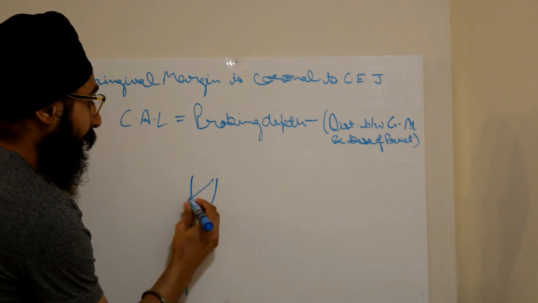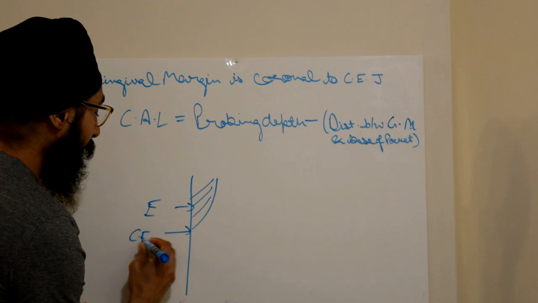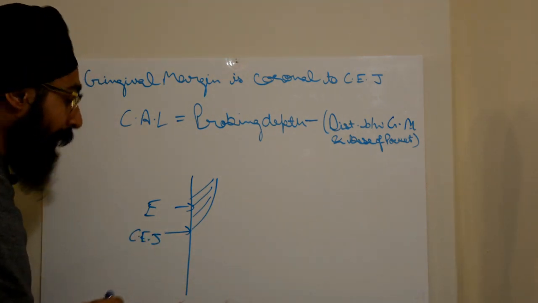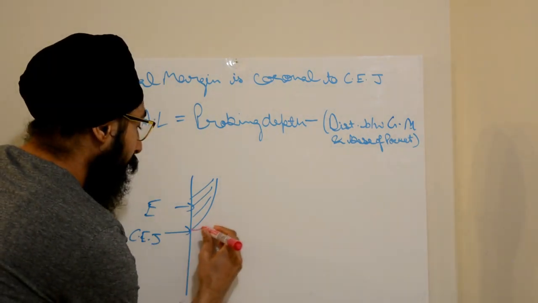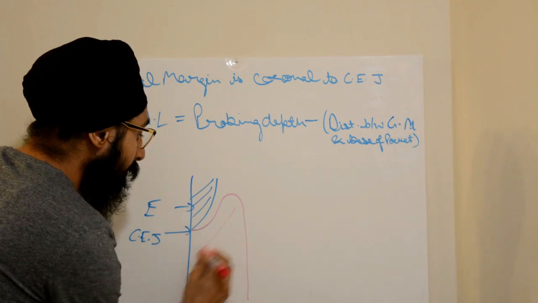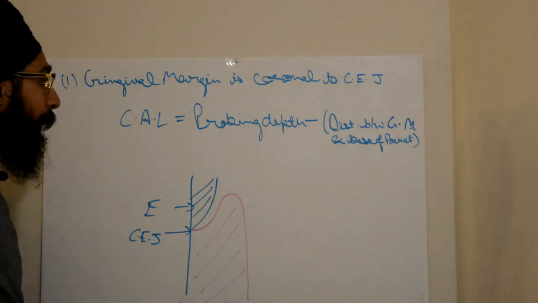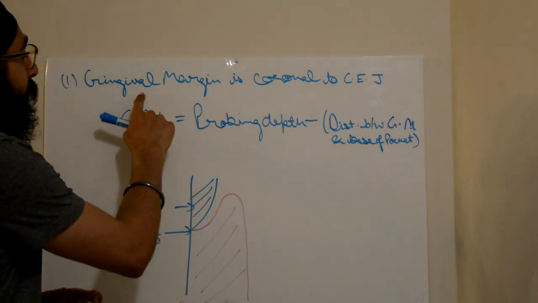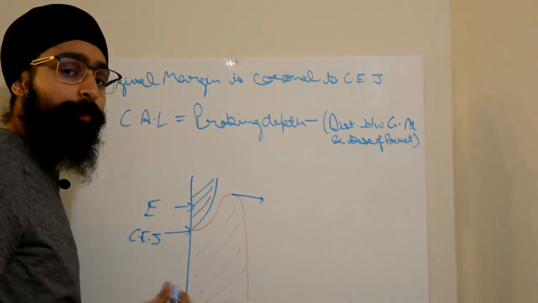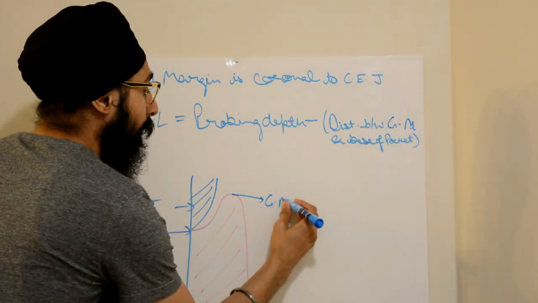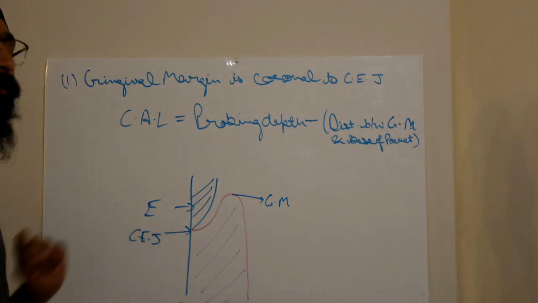This represents the enamel. This is the cemento-enamel junction. I will use a different marker to draw the gingiva. Let's say this represents the gingiva, and of course there is alveolar bone underneath the gingiva. Now, what is the gingival margin? It is the topmost part of the free gingiva. This is the gingival margin, when the gingival margin is located coronal to the cemento-enamel junction.